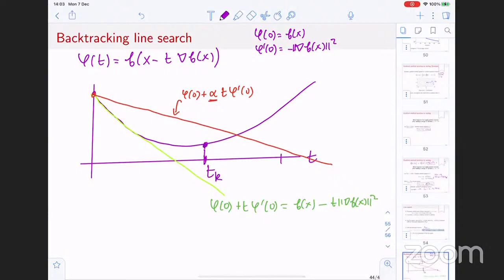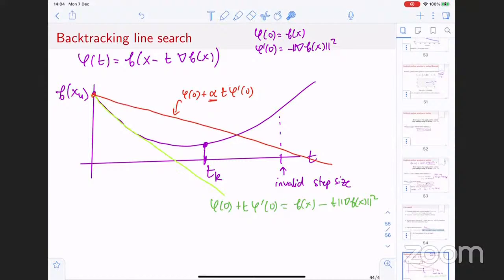And this tk, this is an invalid step size, because it is above the red line, even though maybe it actually decreases. If you compare it to f of xk, maybe it will still be a decrease, but it is not what I call sufficient decrease. Sufficient decrease means it has to be below this red line.